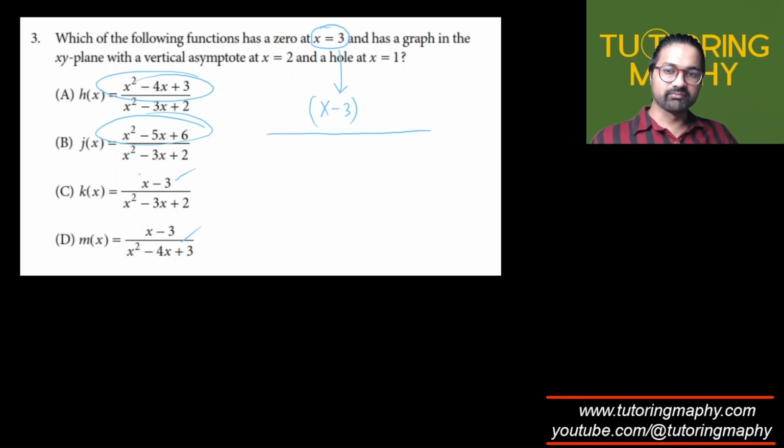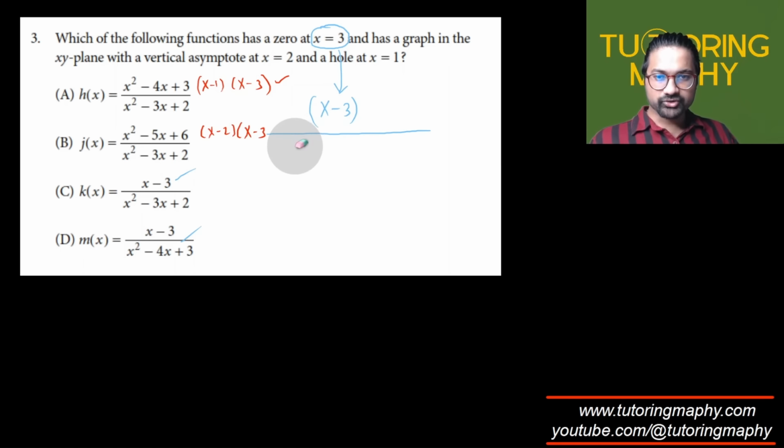So we have to keep that in mind. We cannot just rule out A and B just because we don't see any x minus 3 explicitly. If you want to factorize option A, the numerator, it will look like x minus 1 times x minus 3, and indeed I have an x minus 3. And if you factorize this one, it will be x minus 2 times x minus 3, and indeed there is an x minus 3 over here. So unfortunately, just based on the root, I cannot rule out any of the options.